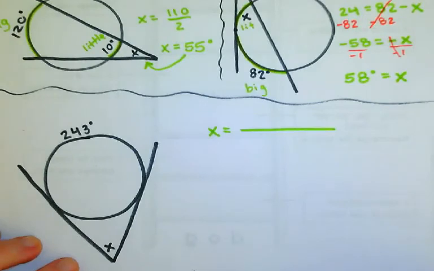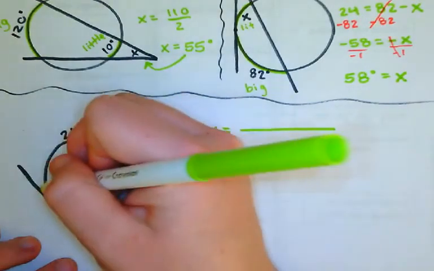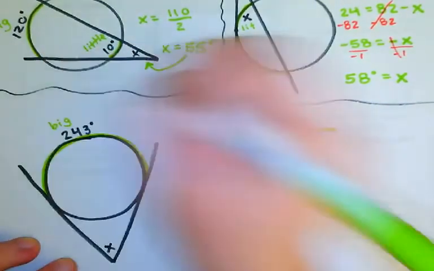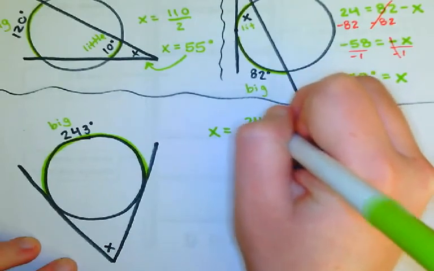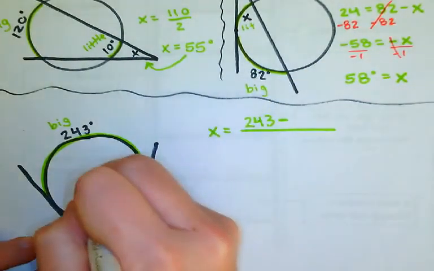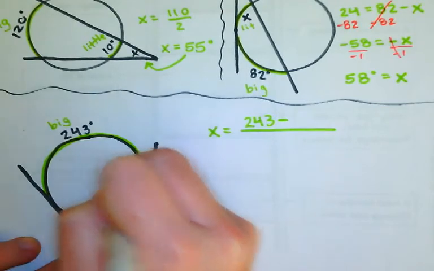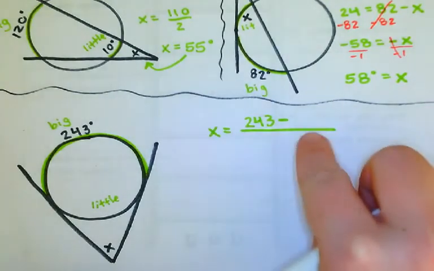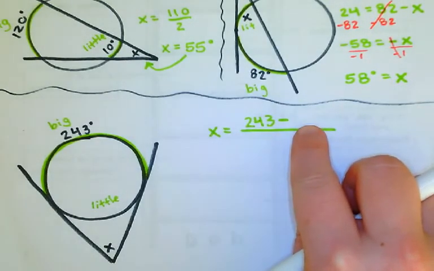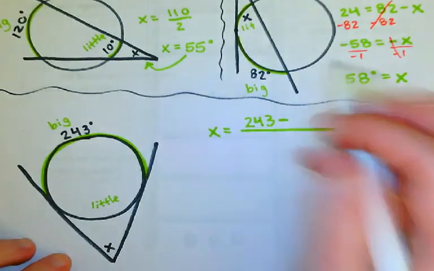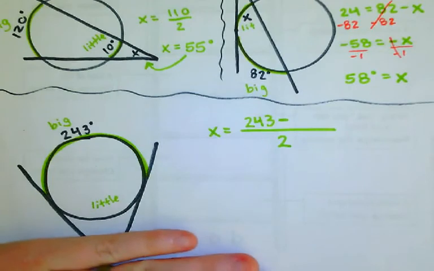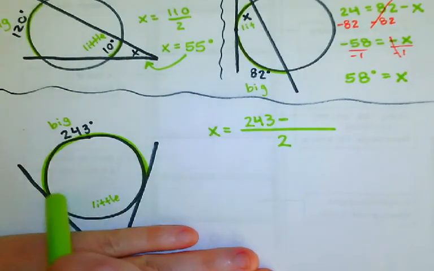What is our big arc? Our big arc is this 243. This is our big. So 243, and we're going to subtract our little arc. This is our little. Do we have a number for our little arc? No, we don't. So I'm not going to put anything here yet, because I don't have anything, not even a letter or a variable. This is all divided by 2. Now, just for a second here, I'm going to forget about my angle, and I just want to find this little arc right here.